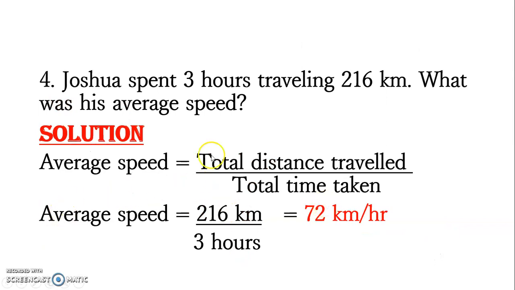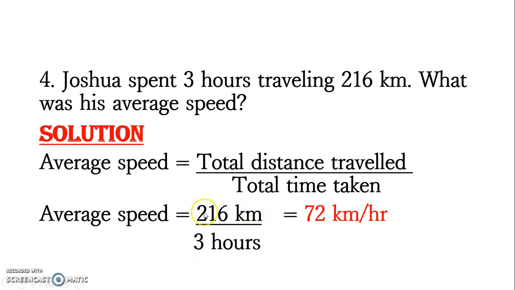And the fourth example, here we're looking at average speed. Okay, now Joshua spent 3 hours traveling 216 kilometers. He spent 3 hours traveling 216 kilometers. What was his average speed? Solution. Now average speed is equal to total distance traveled divided by total time taken. So total distance traveled here is 216. Here average speed is 216 divided by total time taken. And our total time taken is 3 hours. So 216 divided by 3.